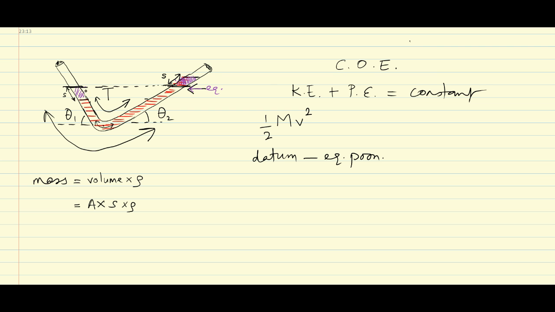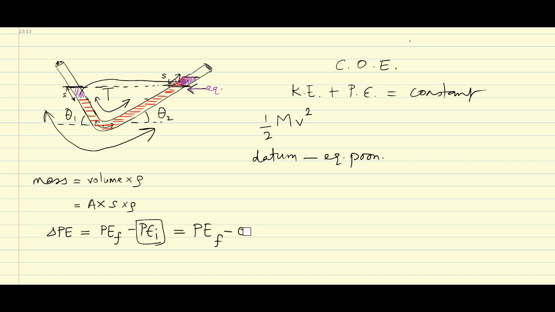Now the change in the potential energy when this purple shaded liquid goes from the left side to the right side can be calculated as follows. Delta PE is equal to, now remember, we are talking about the final potential energy minus the initial potential energy, and we have started from the datum position, so we are just talking about the final potential energy because the initial potential energy is equal to 0.